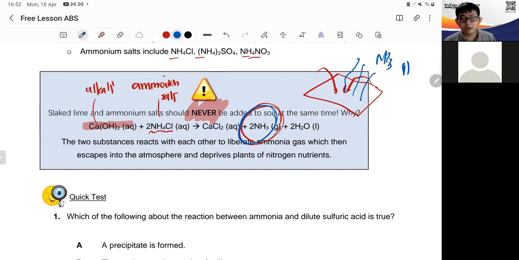Then this means that your soil has no nitrogen, because the nitrogen that was supposed to come from ammonium is now gone. Then what is the point of doing this in these steps in the first place? It will really deprive the plant of nitrogen, because I did it too quickly and put it together. So these are some special considerations. Do take note. Questions will ask you things like that.